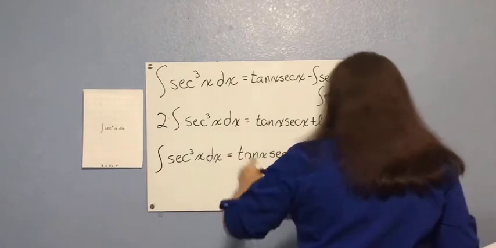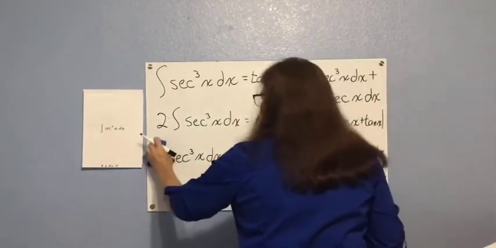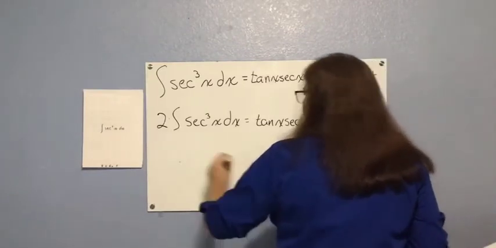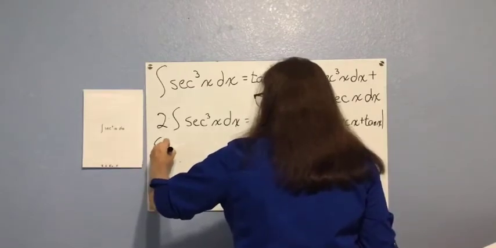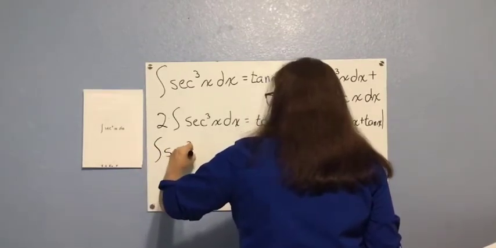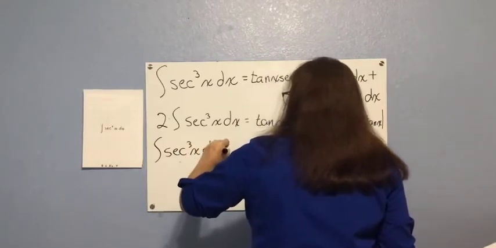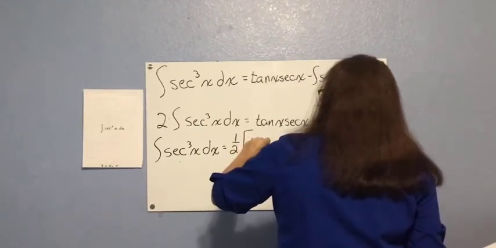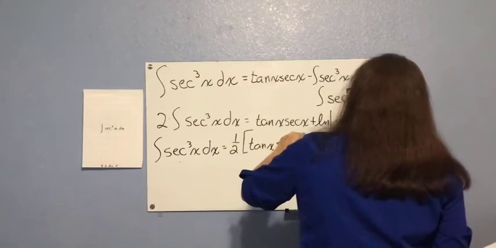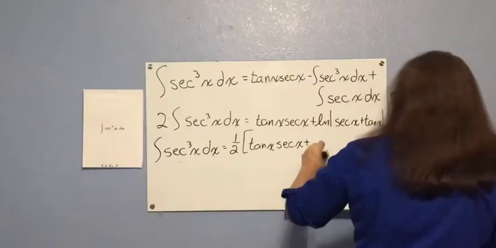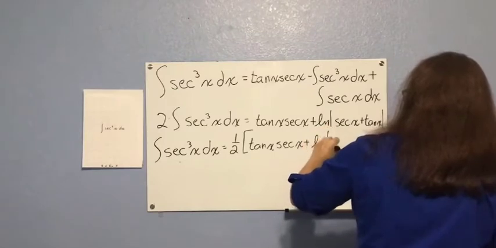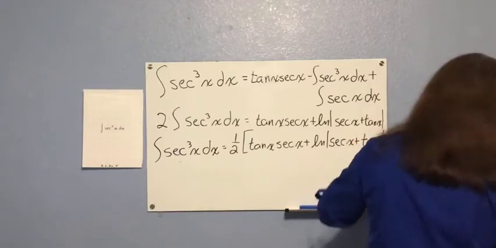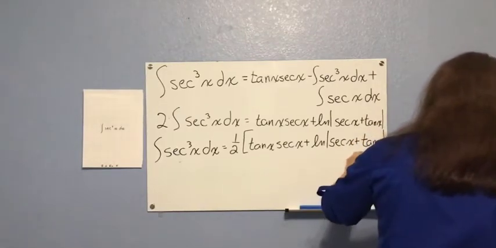Okay, now to get my final answer, I'm just going to move this 2 over to the other side. Divide everything by 2. So I get my original integral secant cubed x dx equals 1/2 times tangent x secant x plus natural log secant x plus tangent x. And don't forget the constant.